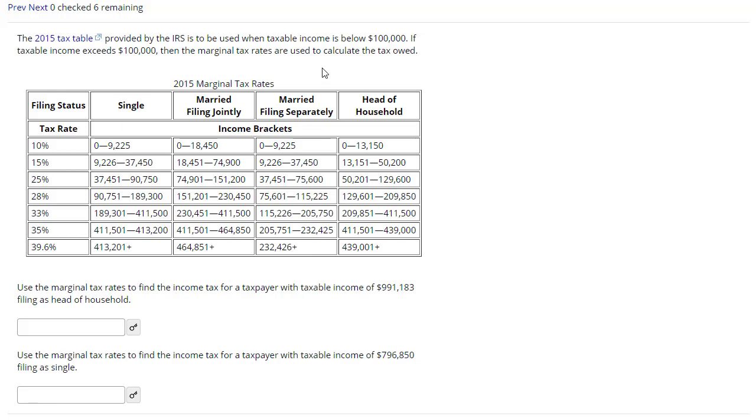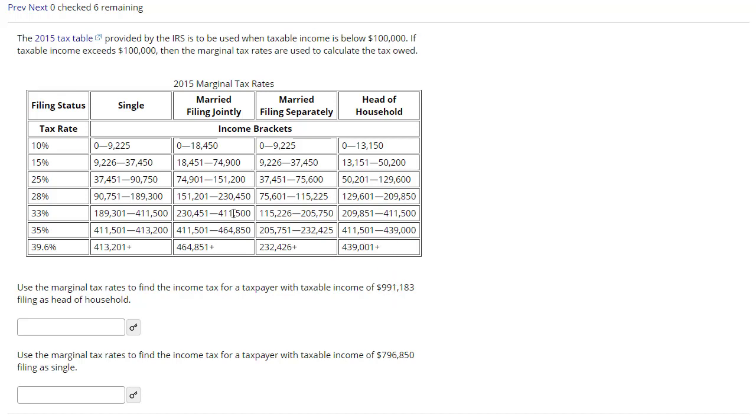All right, as an example, here's another problem from the homework. We're looking at the marginal tax rates, and we basically have our income tax brackets and our tax rates. So for this first problem, we want to use the marginal tax rates to find the income tax for a taxpayer with taxable income of $991,183.